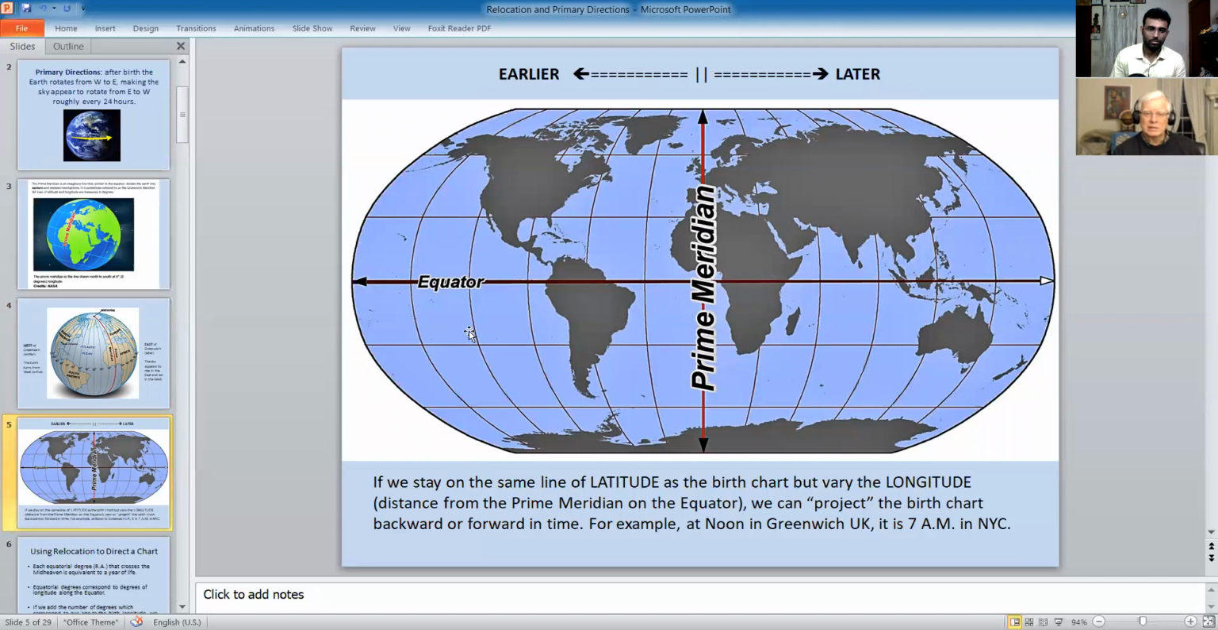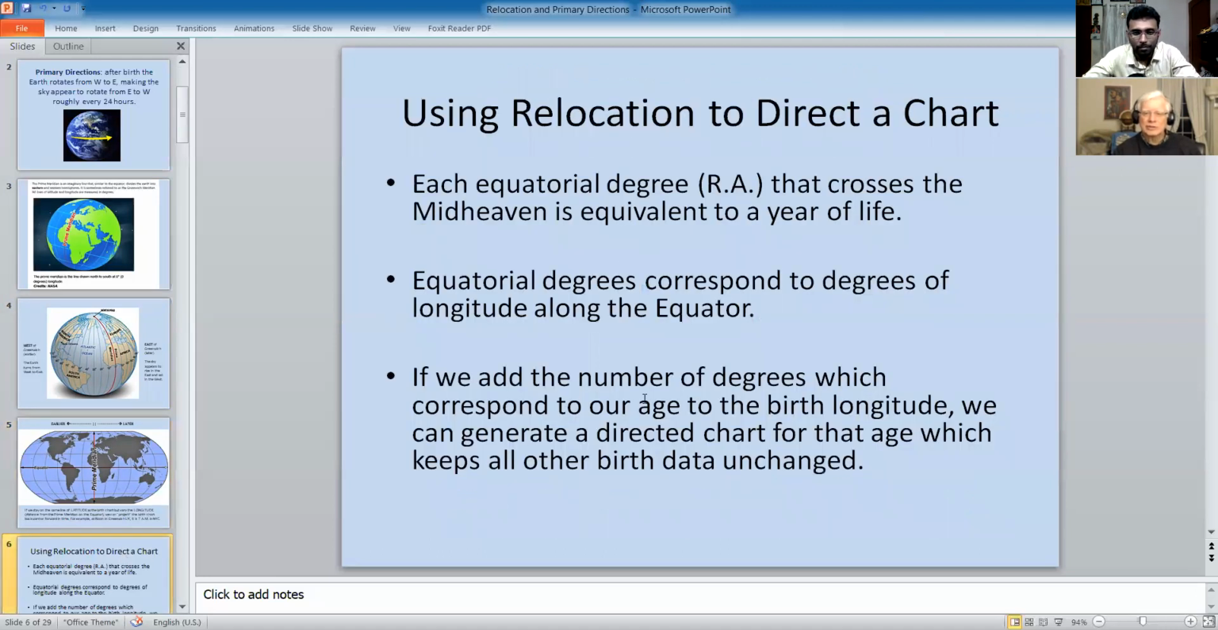This is saying the same thing. So we're going to keep the birth data the same, which means we keep the latitude of birth the same. So this person in Florida, we're going to keep this on this line of latitude, but we'll recalculate the chart here for North Africa with the same birth data. And that will tell us what their primary directed chart will look like when they're 80 years old, because there's 80 degrees from here to here. And this just summarizes what I said. For each equatorial degree, we have a year of life. The equatorial degrees correspond to degrees of longitude on the equator. You add the number of degrees that correspond to your age to the birth longitude and generate a directed chart.